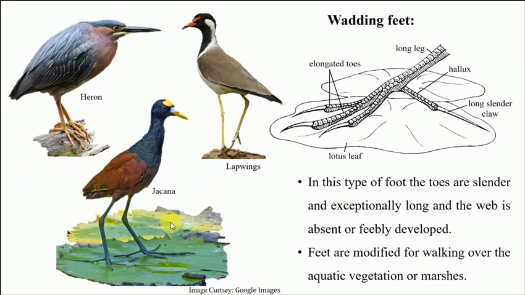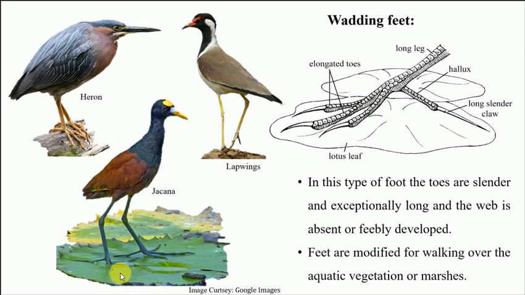So here in all the cases, if you see, the length of the leg is also very long. Not only are the legs longer, but if you see the length of each toe in the diagram, the toes are greatly elongated and exceptionally long, but the webs are absent or feebly developed. As the webs are absent, this kind of feet are not at all useful for swimming. They are only useful for walking on the vegetation of the aquatic habitat.